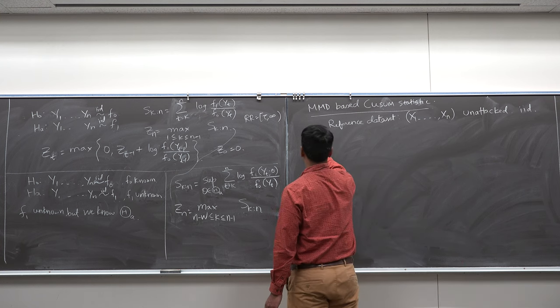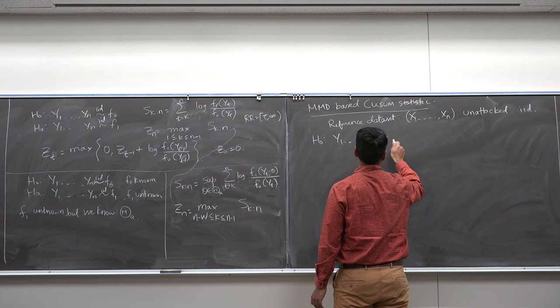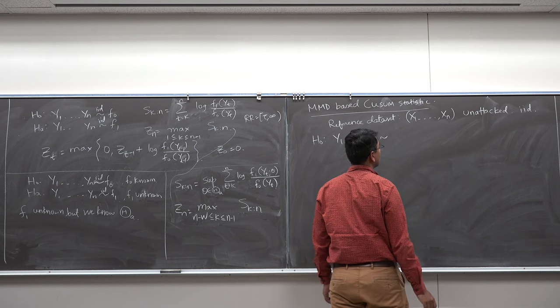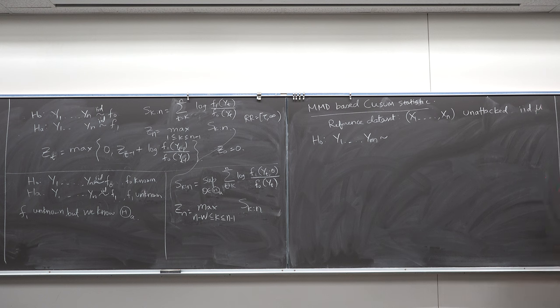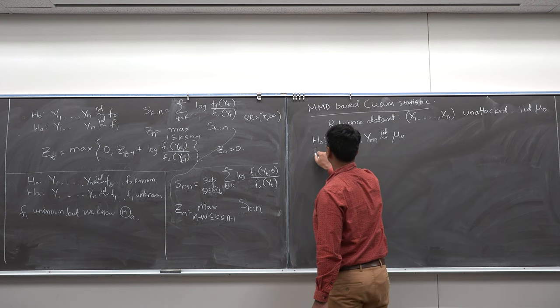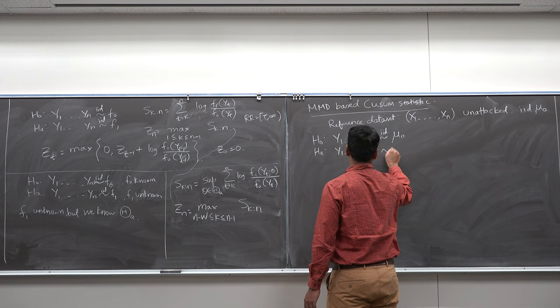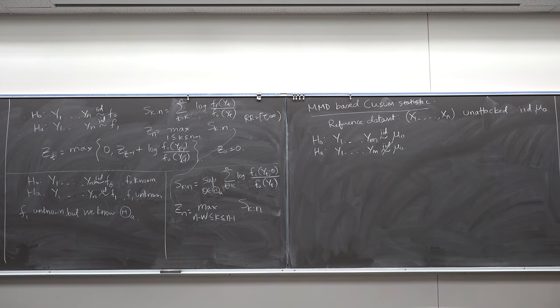My H0 is, I'm observing Y1 to Ym. I need to give the distribution a symbol. Can I use mu? So mu is the distribution of X1 to Xn when it is unattacked. Let me write it as mu naught, and then mu a would be the attacked one. So Y1 to Ym is distributed according to mu naught. Ha is Y1 to Ym not distributed according to mu naught. Mu naught is unknown.